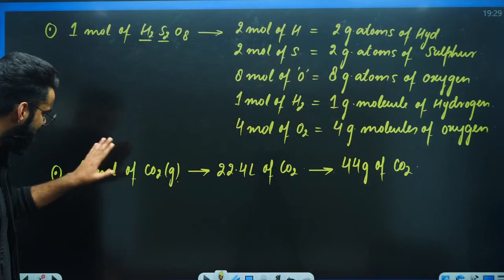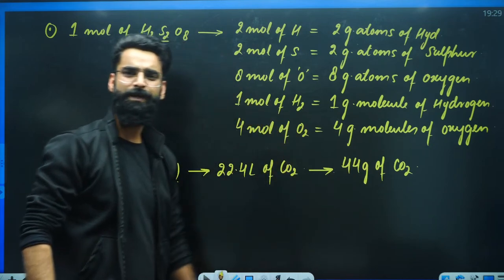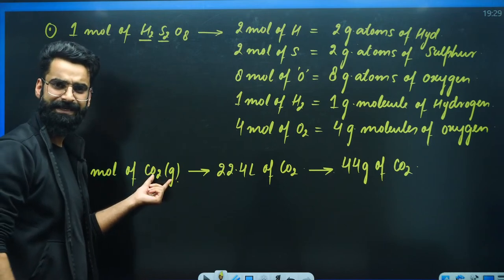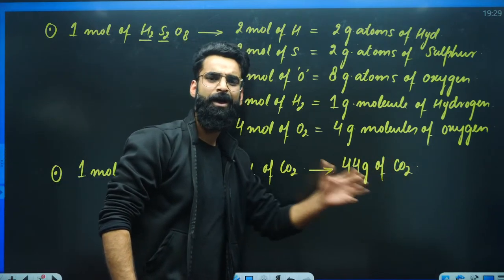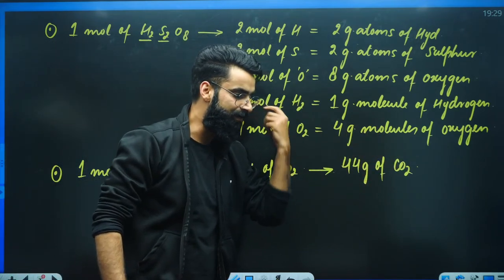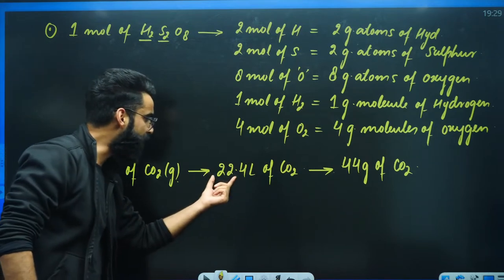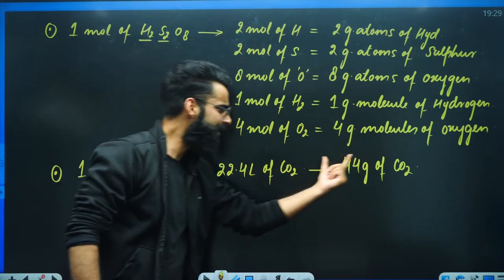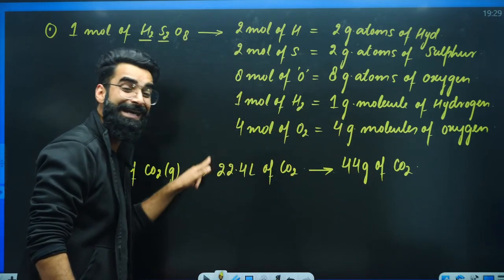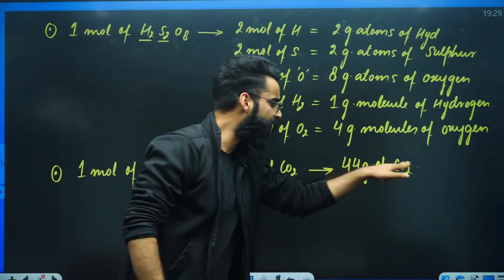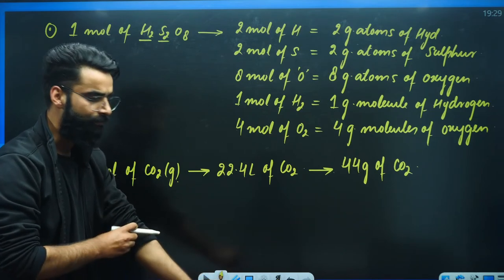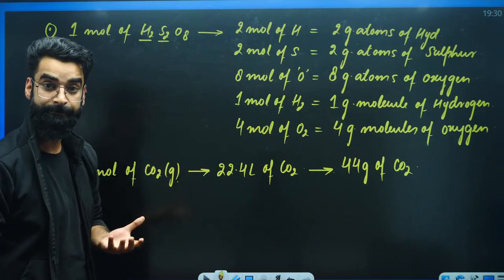So you can relate this particular term with this particular term as well, no issues. I can categorically say the mass of 1 mole of carbon dioxide is 44 grams. Or instead of 1 mole of carbon dioxide, you can write 44 grams of carbon dioxide. Again, no issues at all. Instead of 22.4 liters of carbon dioxide, you can write 44 grams of carbon dioxide. You can say the mass of 22.4 liters of carbon dioxide at STP will be 44 grams. Right? I hope these basic things are becoming clear to you. Correct?